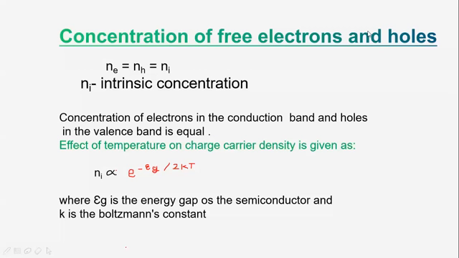Now let us see the effect of temperature on charge carrier density. It is given as Ni is proportional to exponential of minus Eg upon 2kT, where Eg is the energy gap of the semiconductor and k is the Boltzmann constant.